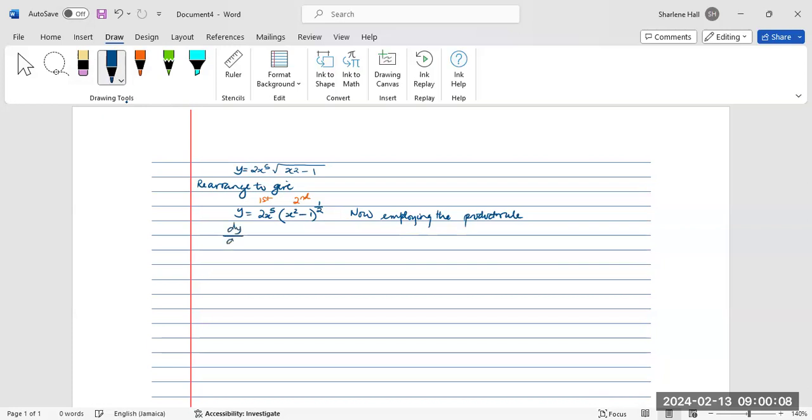So dy by dx is going to be equal to the first, write it back, 2x to the fifth times the differentiation of the second, power rule. So it's going to be a half times x squared minus 1 to the negative a half times the differential of the inside, which is 2x, plus the second, which is x squared minus 1 raised to the half power, times the differentiation of the first, which is 10x to the fourth. Do you agree with that line?